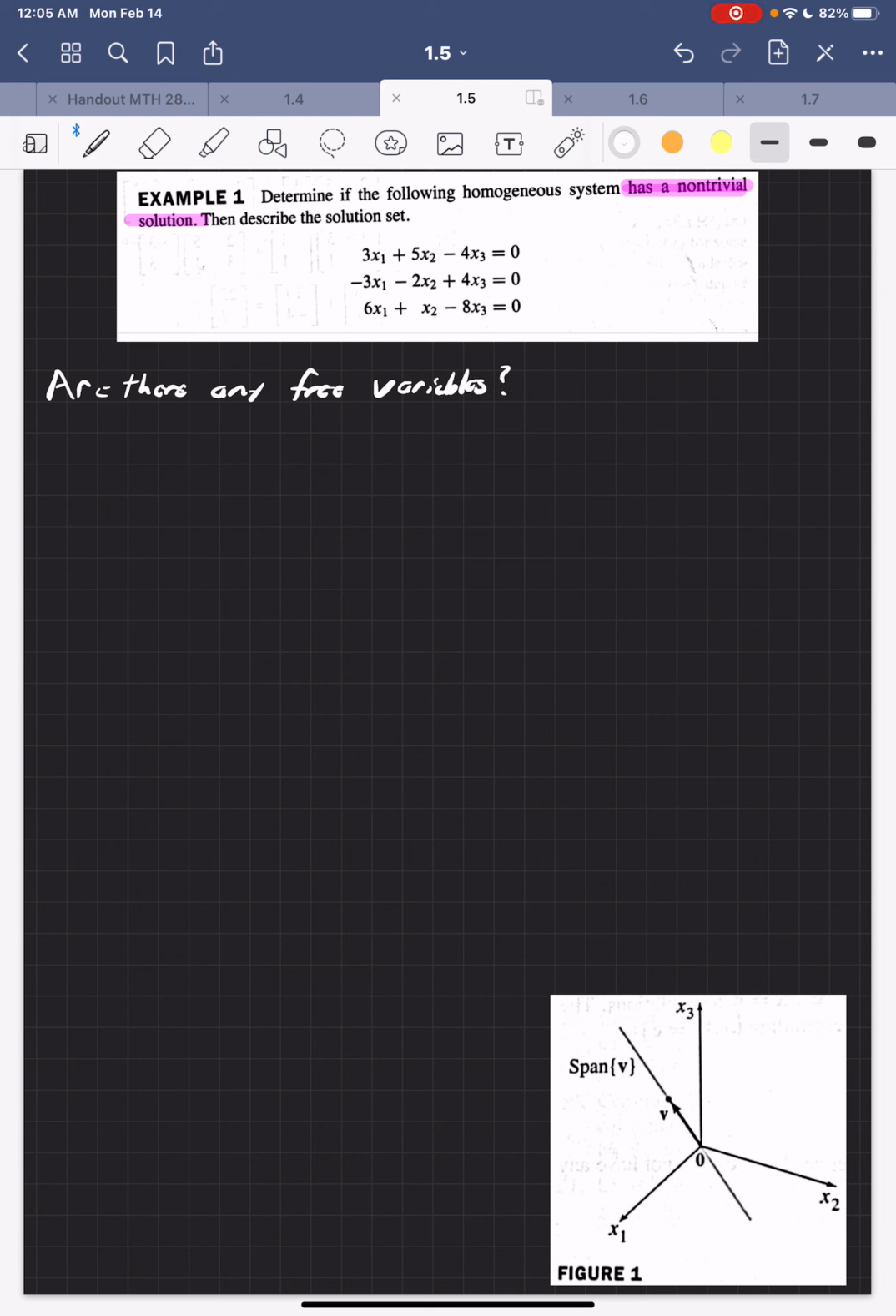Okay? We need a free variable to have hopes of having more than one solution. And we already know one solution, right? If you chose 0, 0, 0 for x1, x2, x3, then that is, of course, one solution. But we want non-trivial solutions. Ready. So how do we do this?